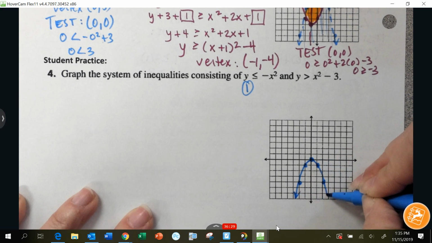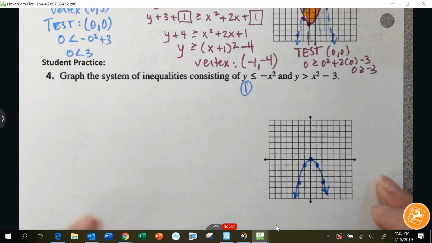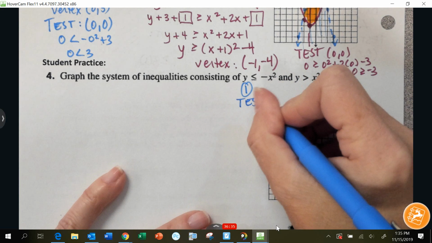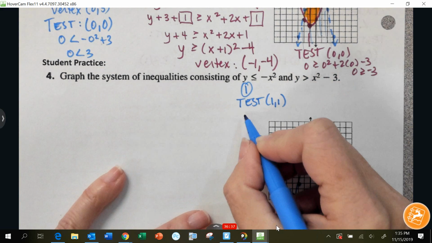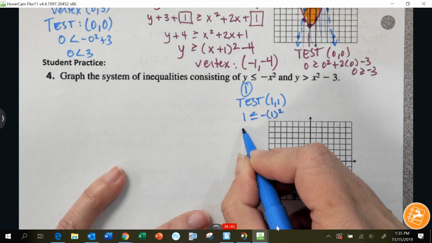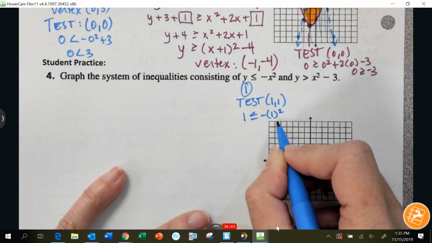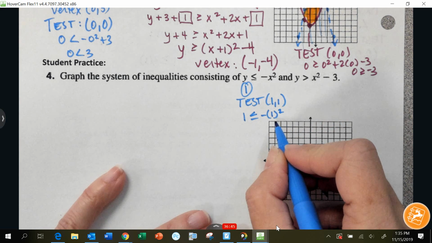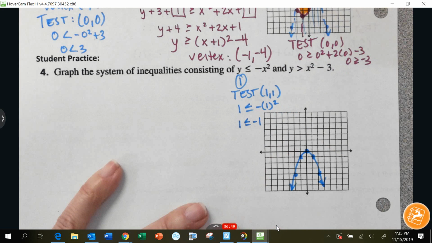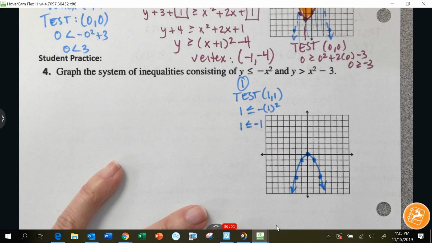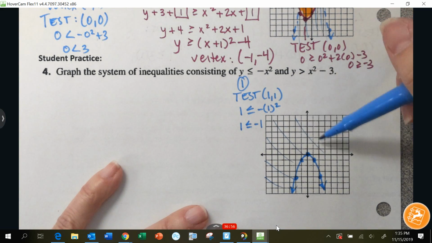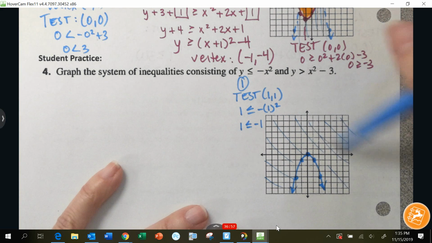What point can I test? You can test 1, 1. Okay, so I'm going to test 1, 1. That means 1 less than or equal to negative 1 squared, which I have to put the negative on the outside of the squared. So I get 1 less than or equal to negative 1. Is that true? So if it's not true, I have to shade outside of the parabola.